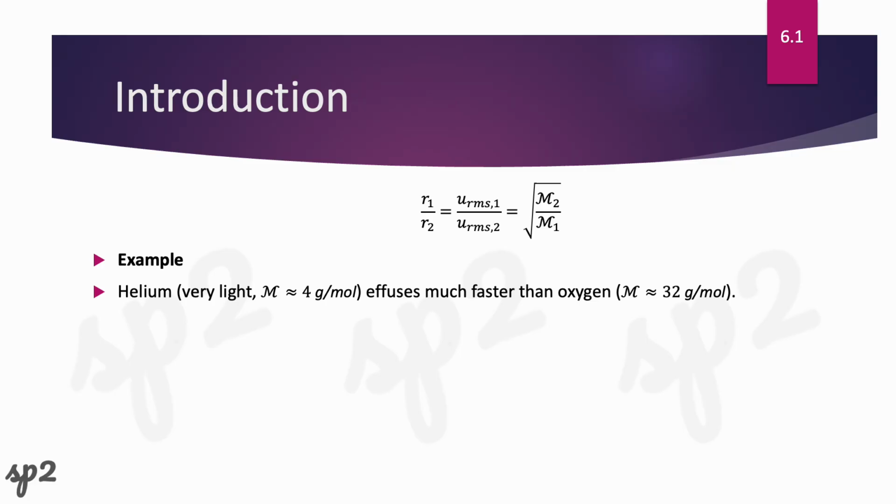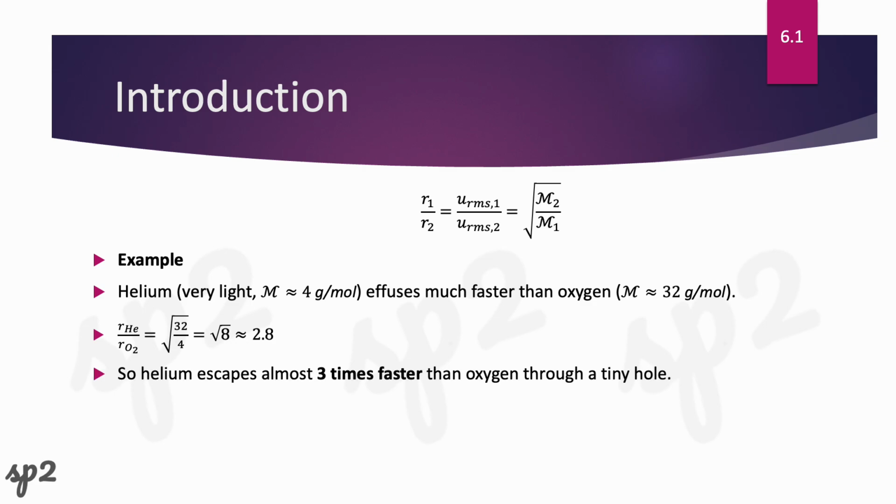Okay, so take a look at the examples. Here's the first one. That's what I have for helium, which is a really light gas. The molar mass is only about 4 grams per mole. And this gas is going to be effusing much faster than the oxygen gas, which is 32 grams per mole. So you can see that using the molar masses, right? Helium is only 4, oxygen gas is O2, so we have to go by 32. That will be 32 divided by 4, which is the square root of 8. And that means helium escapes almost 3 times faster than the oxygen through the tiny hole in our experimental setup.